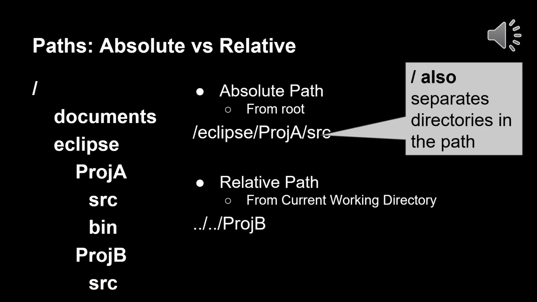Okay. An absolute path starts with the root. So it always starts with the slash. Okay, in this case, /. And then from /, it describes the entire path starting from root. So it's /eclipse/projectA/source. So that's an absolute path description from the root going clear to the Project A source folder. So you just start from root and follow the path to a folder. So an absolute path always starts with the root.